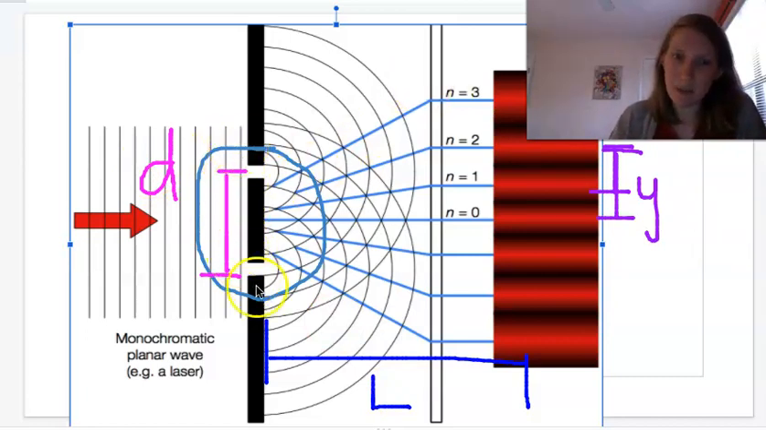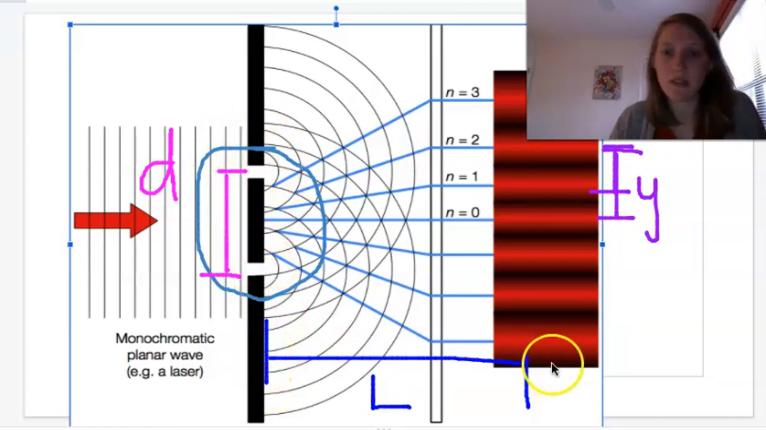D is the distance between your two slits. L is the distance between this and the pattern, the screen, and then Y is the distance between your two patterns here.